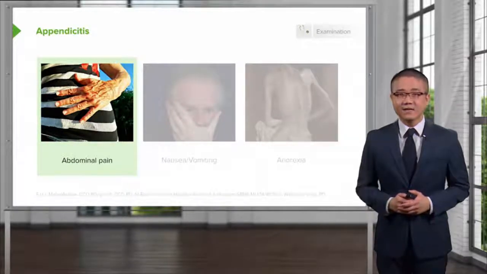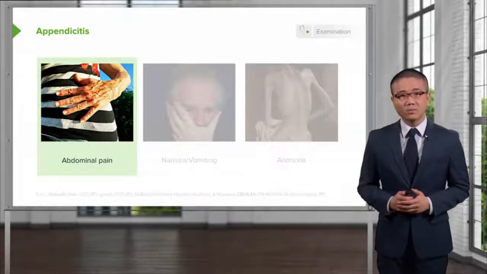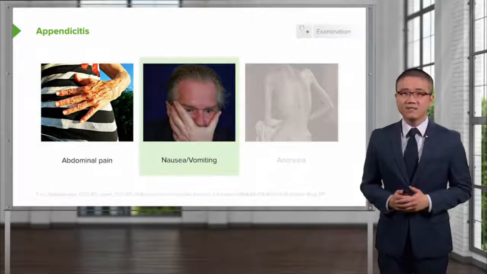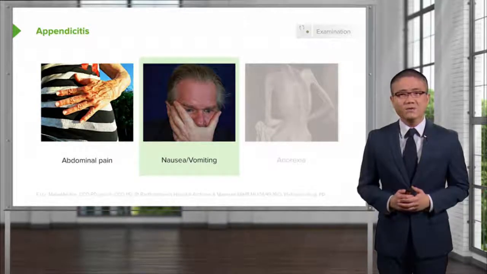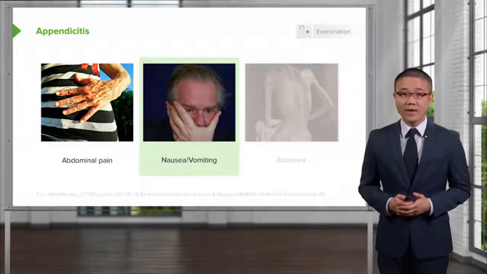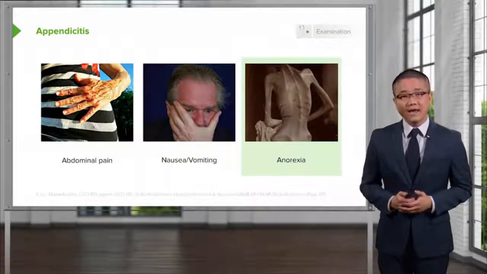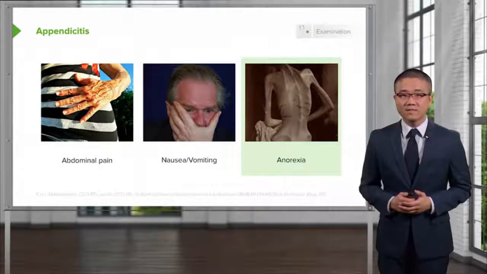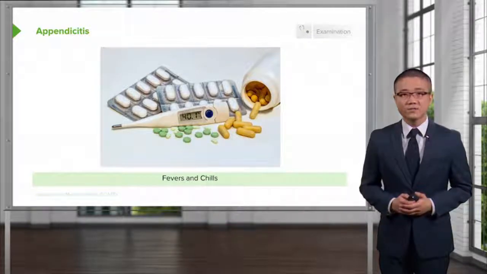Let's go over some classic history and physical findings. Abdominal pain, typically described as periumbilical with some radiation eventually to the right lower quadrant of the abdomen. Variable nausea and vomiting. Again, this is complicated by the fact that when patients present with abdominal pain and nausea and vomiting, we sometimes are thinking small bowel obstruction. Very classically associated with anorexia or the lack of appetite. These findings are very classic, but remember, as with anything in clinical medicine, not all findings are going to be present. Some patients may also report fevers and chills.